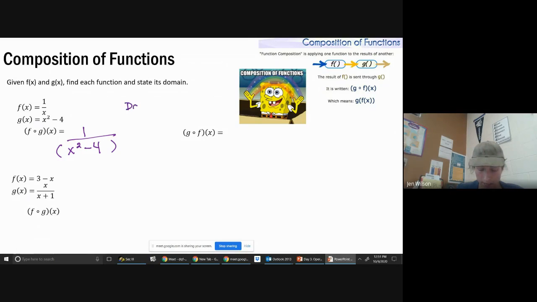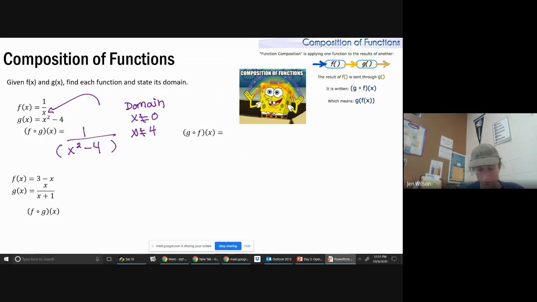The domain is all the x's that could work for this. There's some x's that would make this undefined. The original value here could not be 0. So x can't be 0 because that would make it undefined. It also couldn't be 4 because 4 minus 4 is 0, and that makes it undefined.